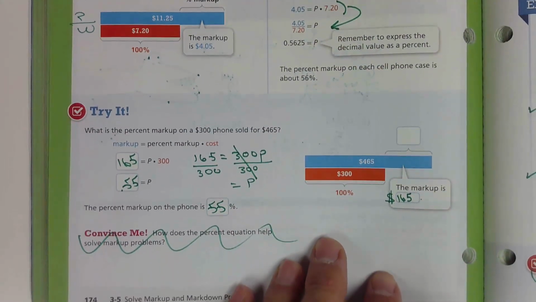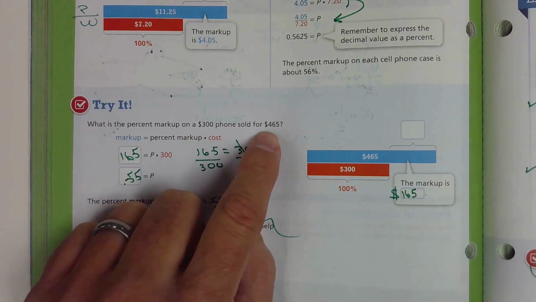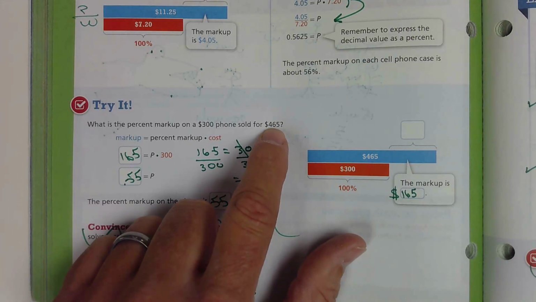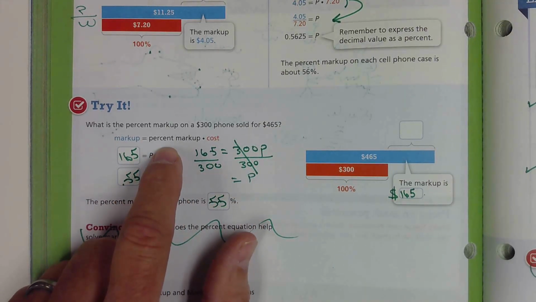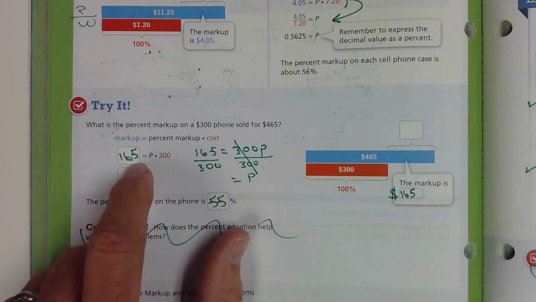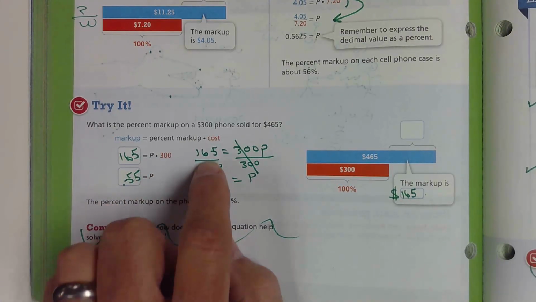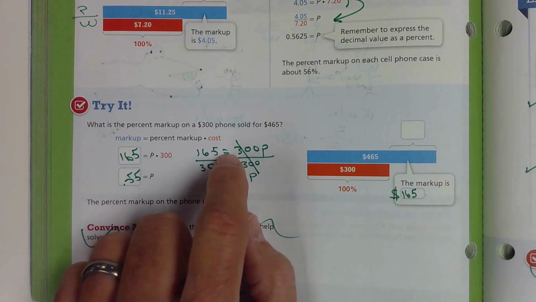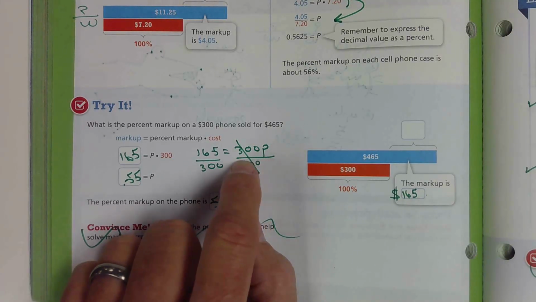Look at the try it. What's the percent markup on a $300 phone sold for $465? So it's $165 more. And they're asking again the percent markup. Well, they got 165 equals P times 300. You want to get P by itself to find the percent. And that's what I started to do here. 165 equals 300P. I'm going to get P by itself, so I divide each side by 300.